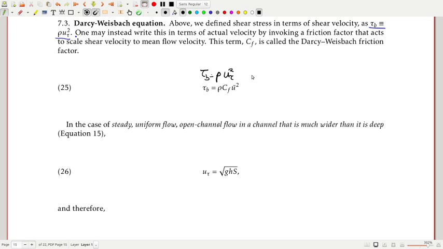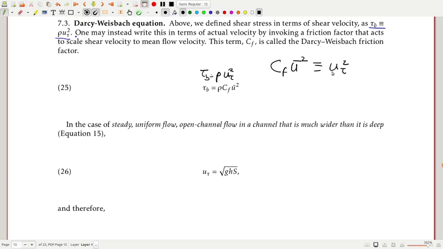So what you can see down here is that there is this other term, so c sub f. And so what that means then is, if we compare these two equations, that c sub f u bar squared equals, by definition, u tau squared. And so this friction factor essentially exists to translate between mean flow velocity and the shear velocity.